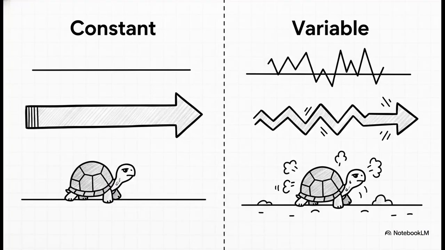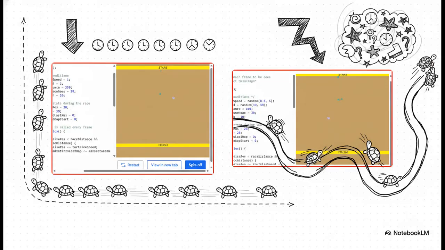Just think about it. When you go for a run, do you maintain the exact same speed the entire time? Of course not. Nobody does. You have bursts of speed, you get tired and slow down. It's variable. To make our simulation feel more real, it should have that too. And you can see the difference right here.